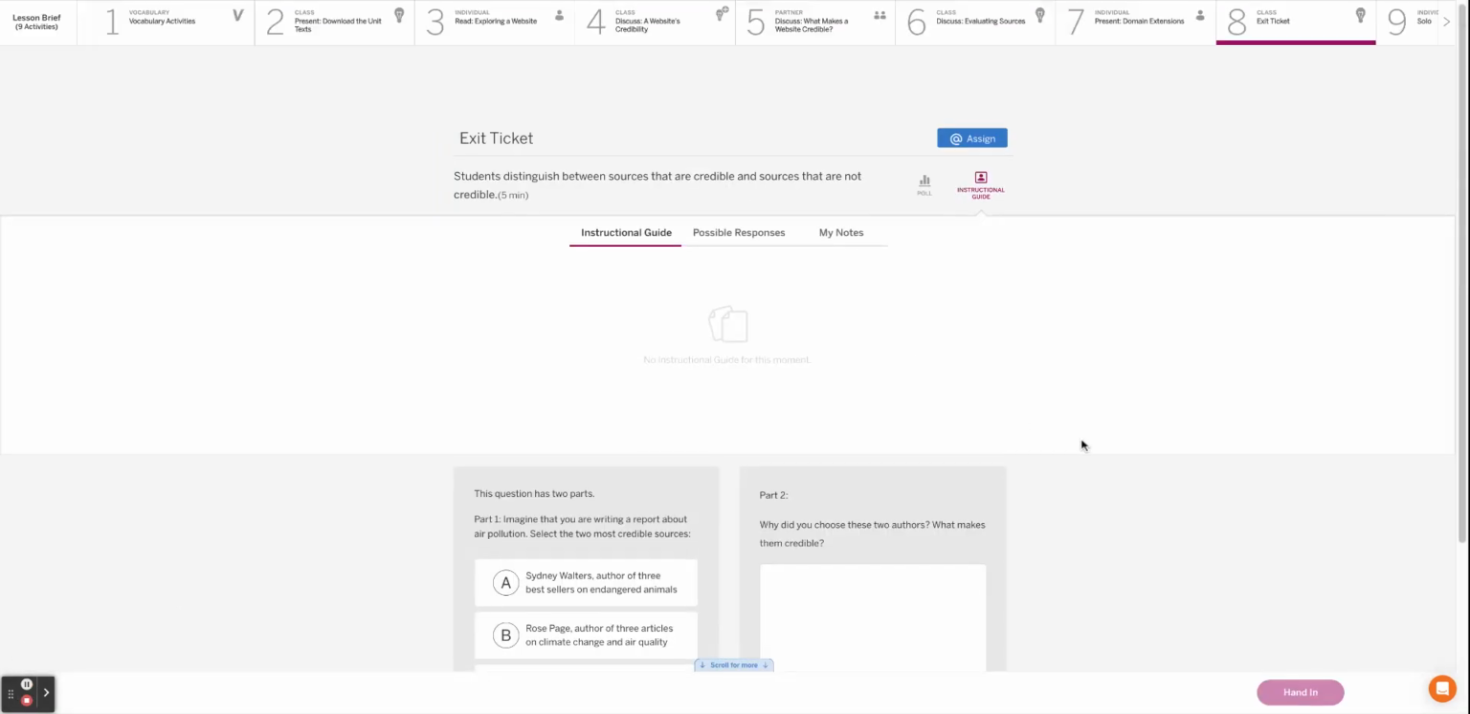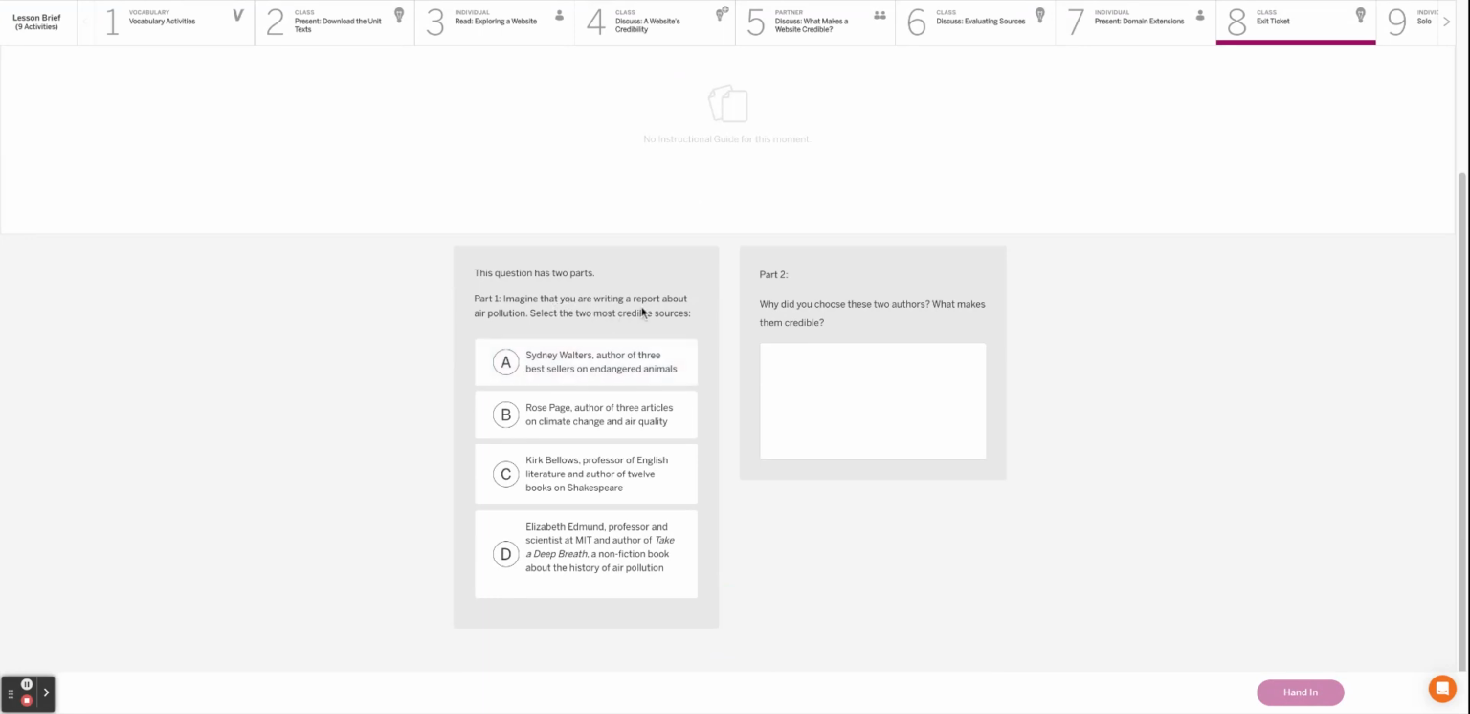On to your exit ticket. Part one, imagine that you are writing a report about air pollution. Select two credible resources or the most credible resources from A, B, C, or D. You're picking two. Why did you choose those? It gives you information about the authors. Why do you think those authors are credible? Go ahead and move on to 1.2.